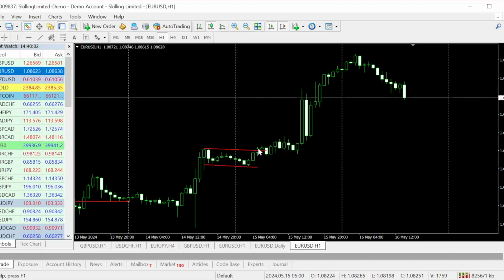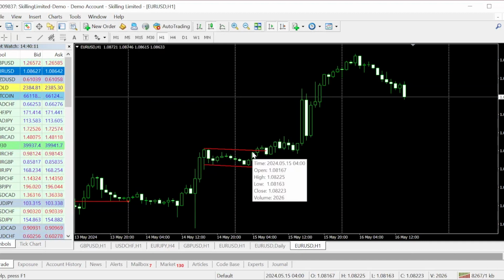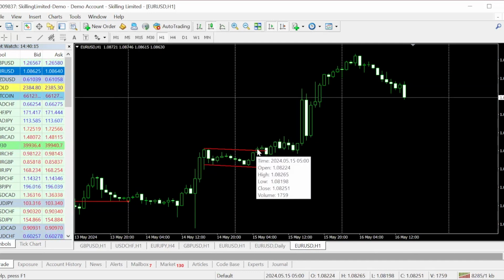So as it breaks above this, look at the volume there, 1759. Look at the previous volume, 26. So you are careful now about this kind of breakout. You now look at the next one that follows, 1459. So you can see that this could turn out to be a false breakout for you.